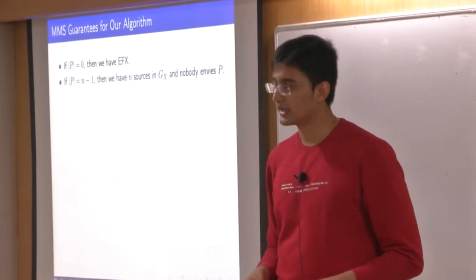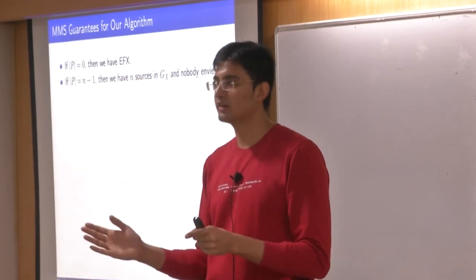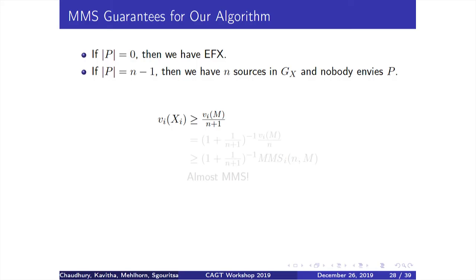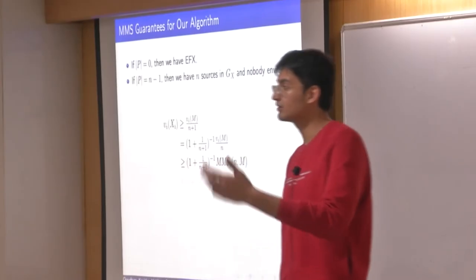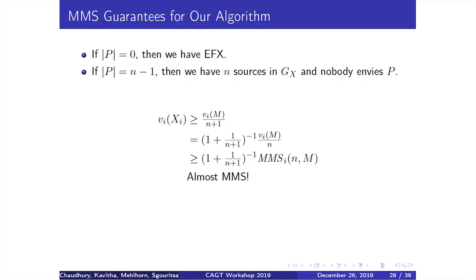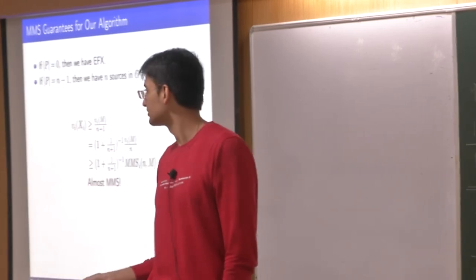So look at any particular agent. He does not envy any of the remaining n bundles, none of the n minus 1 from the other agents, and not this extra bundle which has been unallocated. So I can say for a fact that whatever our algorithm promises here is at least vi of m over n plus 1, which for large values of m is very close to vi of m over n, which is an upper bound on the MMS. So if our algorithm has donated too many goods to charity, like n minus 1 goods, then you get a very good approximation on MMS. If your n is sufficiently large, you beat the state of the art for additive valuations.